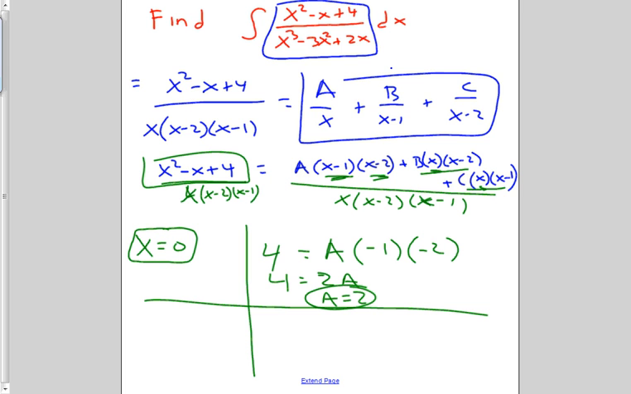I chose a value that made that factor 0. Now let's choose a value that makes that factor 0. So when x equals 2, the left-hand side of my equation would be 4 minus 2 plus 4, or 6. And when x equals 2, this will be 0, this will be 0, but this won't be 0. So we're going to get C times 2 times 1, putting 2 in for x there. So this gets us that C equals 3.